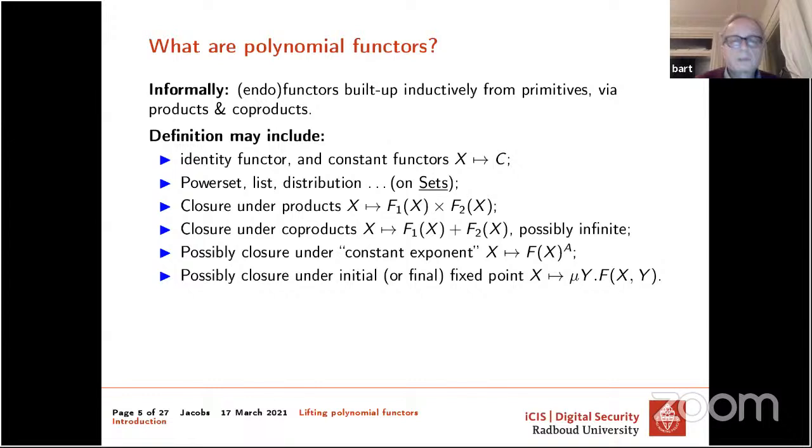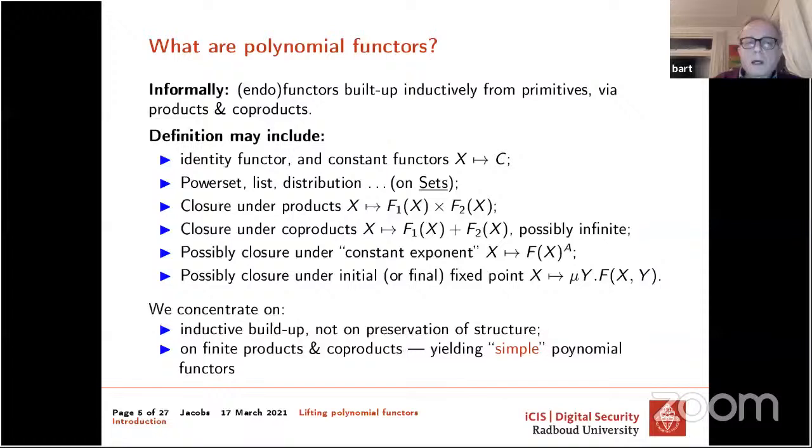Sometimes people also use closure under constant exponent, so F(X) to the power A, where A is an object. Often A is a set or a finite set. If it's a finite set, it's already covered by closure under the products. Sometimes also fixed points are included, at least the greatest fixed points. I will exclude them here. I will concentrate on this inductive buildup of these functors.